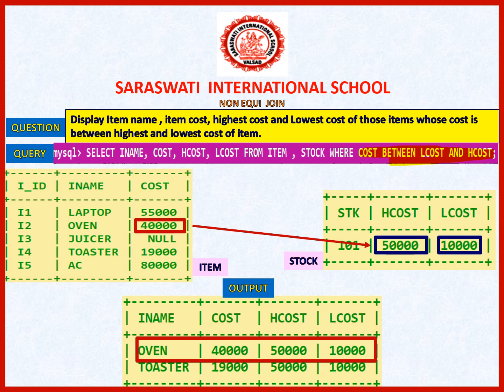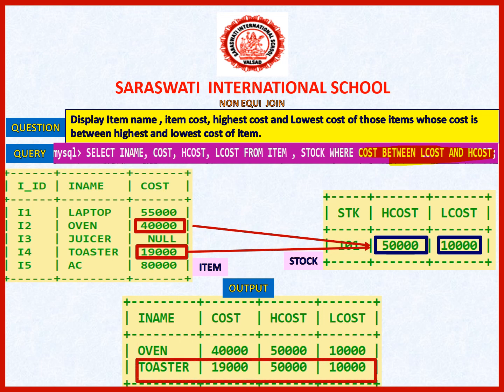Right? Now the same way, here is the value 19,000, which is also between L cost and H cost. So as per the condition, these two records will also be joined and in the output we will have this record generated. So I hope you have understood.